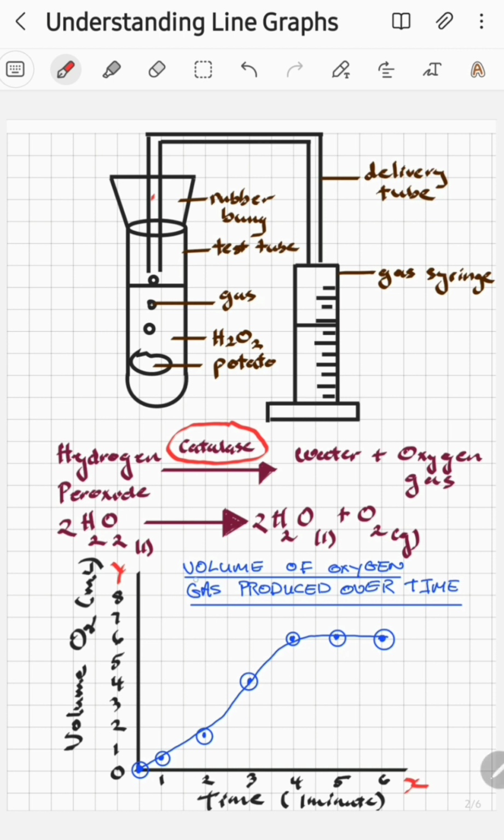So this is our title here, volume of oxygen gas produced over time. And then we have our y-axis. Our y-axis is our dependent variable. This is our volume. And the independent variable is our x-axis, which is time. So as time changes, right, as time increases, as time goes on, what impact does that time have on the volume of oxygen gas produced, right? So let us see what's happening here. So if we start here at 0, okay?